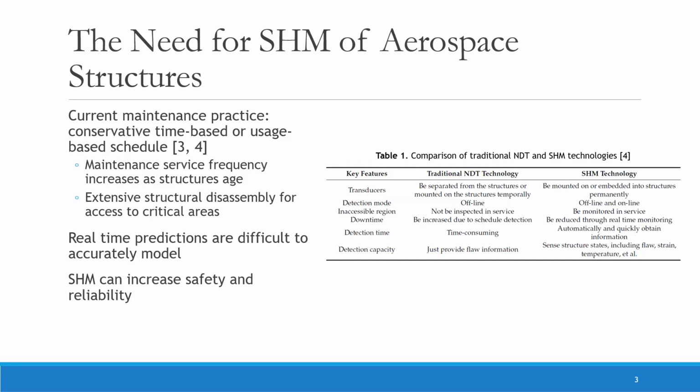Differences in both traditional and SHM technologies can be seen in Table 1. While both methods tend to provide information on component health and condition, SHM has the ability to provide real-time states of parts, unlike the NDT counterpart.